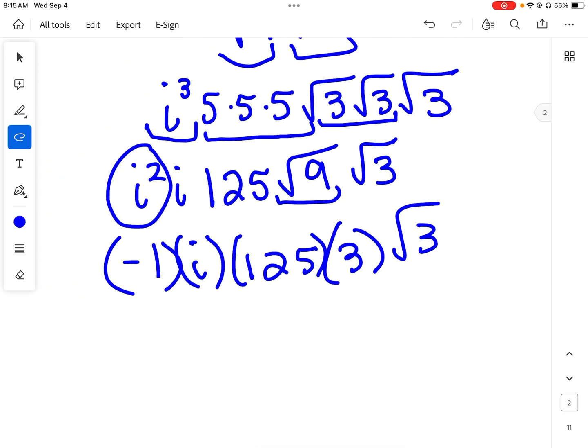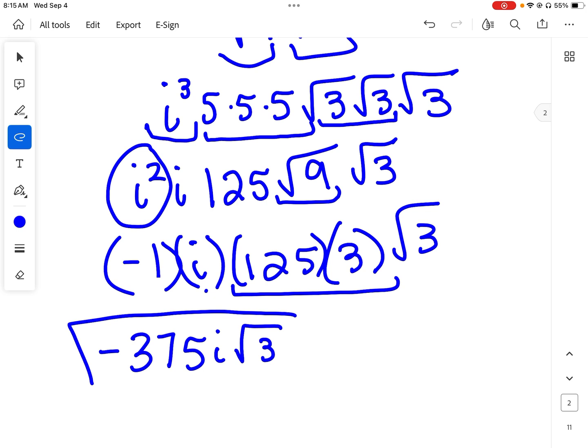Okay, so now I'm going to simplify. So we have a negative. 125 times 3 is 375. And then carry down your i, and then square root of 3. So it's kind of messy, but we were able to finish it out.